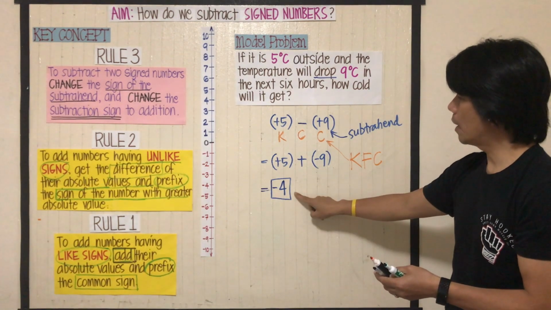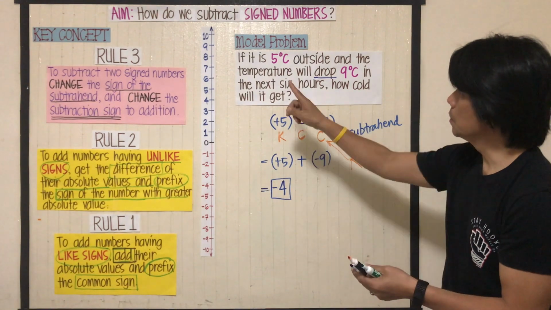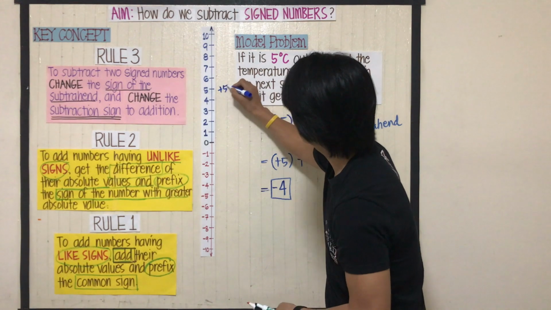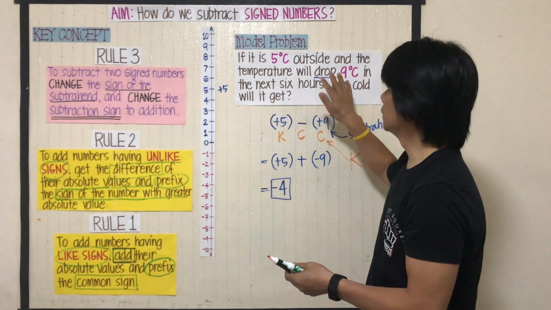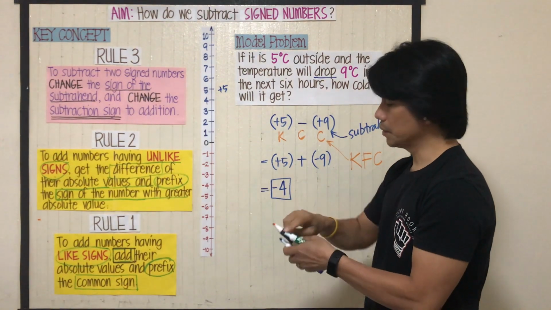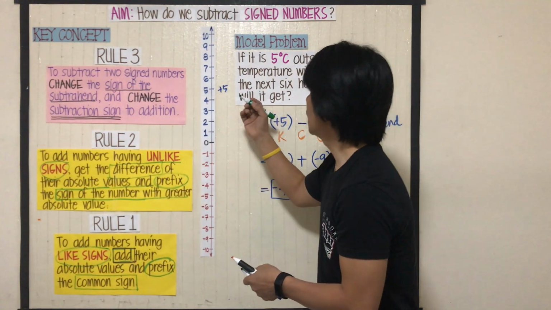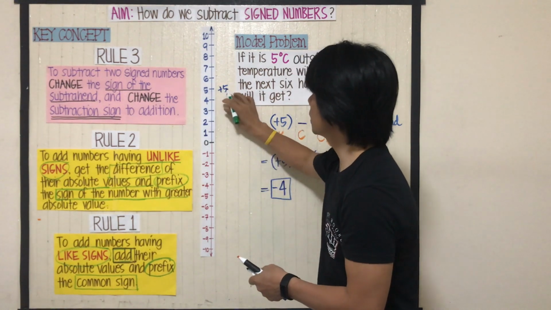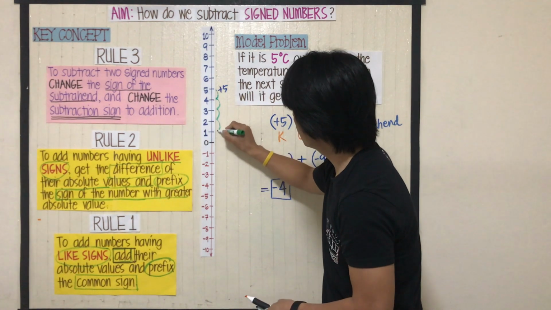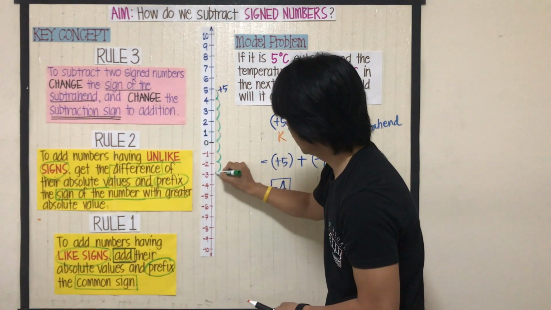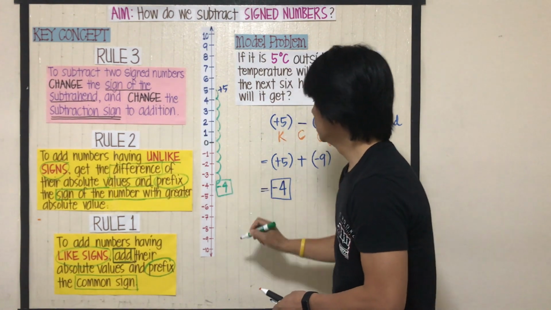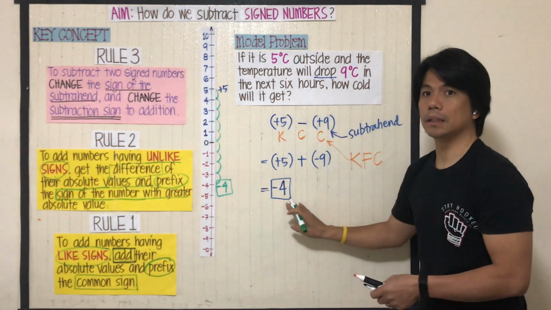Now how do we verify this answer using the number line? Positive 5 is right here, okay? Now the problem says it will drop by 9 degrees Celsius. So we're going to count 9 steps from this positive 5. Let's do that. 1, 2, 3, 4, 5, 6, 7, 8, 9. And it ends up on negative 4, which is the same as our final answer.